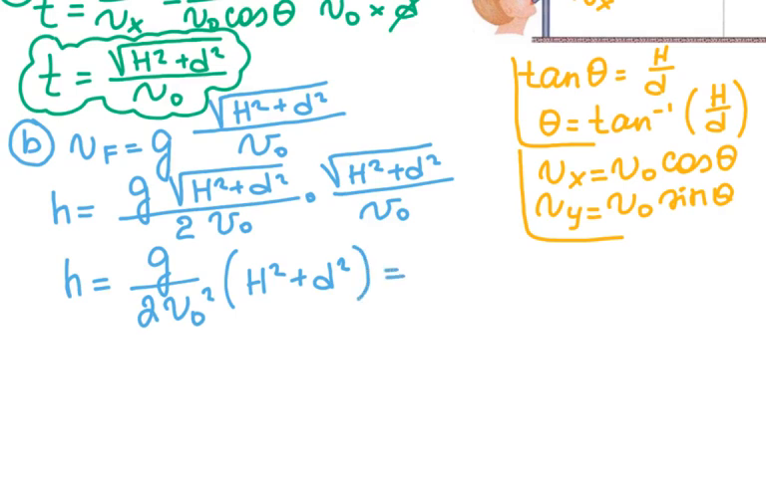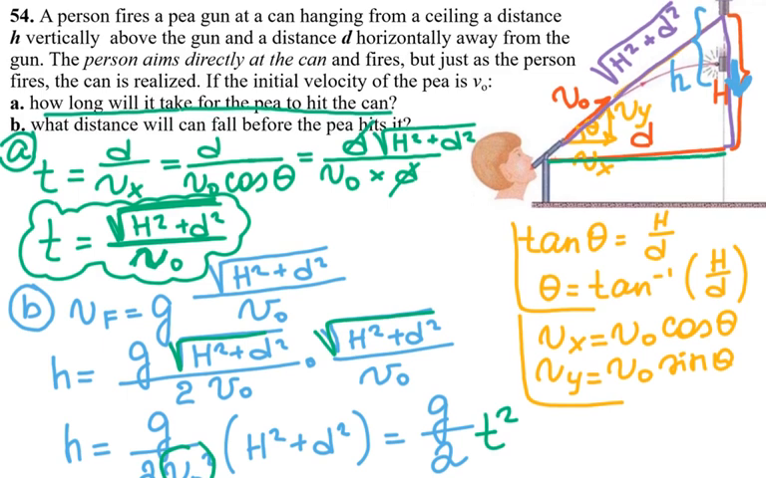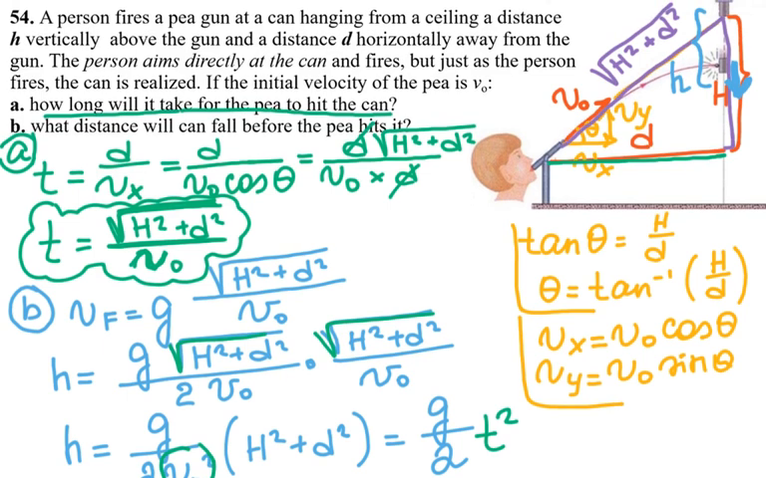Or in other words, it's the same as g over 2, and because this part, the square root over v sub 0, is t, I could just say t squared, because you have the square root times the square root, so that could be just t squared. So this is this question. It's pretty common to see this type of question on your university's exams, so it's good to know how to solve this question.